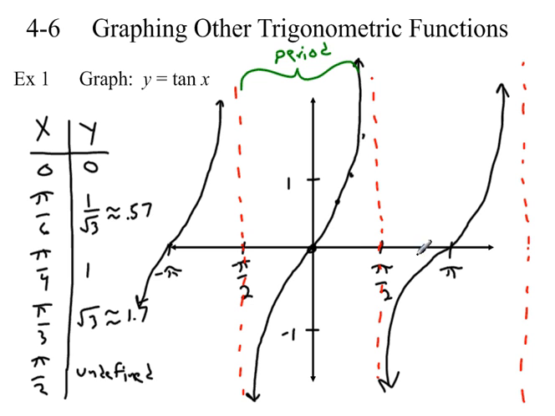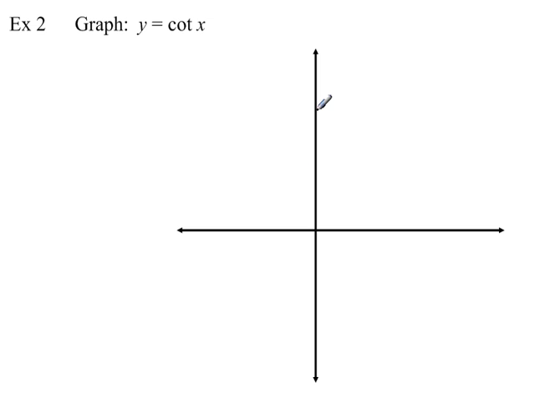Okay? Where we did have something undefined, now if we had the reciprocal of that, or we thought about taking that fraction, flipping it, we'd have a value of 0. So we're going to have the same kind of curve, except the asymptotes will be at 0 and pi. So let's just start with that. So I'm going to put an asymptote here at 0, and also one here at pi.